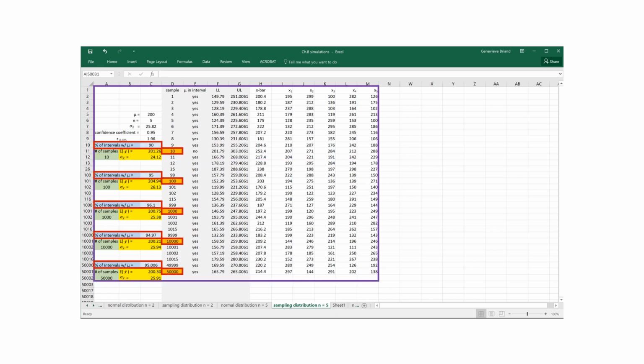I have repeated this exercise for 100, 1,000, 10,000, and all the way to 50,000 samples of size n equal 5. And you can see we get closer and closer to this 95% of all interval estimates containing the population mean, as we were saying earlier. Pretty neat.